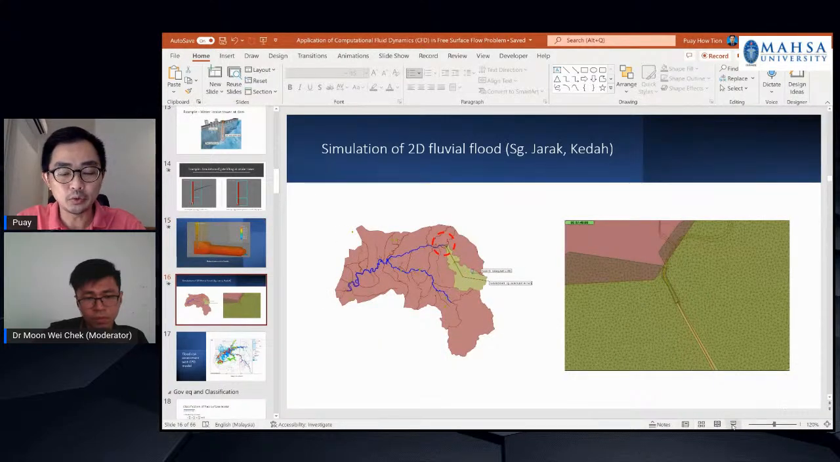CFD can also be used to study floods. This is a real case in Sungai Jarak, Kedah, which we simulated using proprietary software called ICM. We can see the extent of the flood and the depth of the inundation. I only focus on this part. You can see that the water is inundating the area on the left bank, and also the right bank of the river. So we can use CFD to study this inundation phenomena.